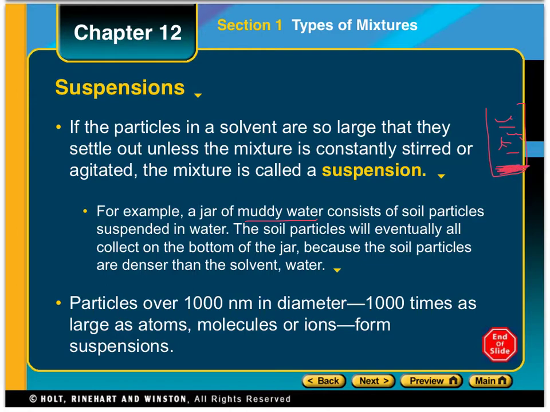The formal definition here says if the particles in a solvent are so large that they settle out unless the mixture is constantly stirred or agitated, the mixture is called a suspension. For example, a jar of muddy water consists of soil particles suspended in water. The soil particles will eventually all collect at the bottom of the jar because the soil particles are denser than the solvent, the water. One way that we like to classify if it's a suspension or not is if the particles are larger than 1,000 nanometers in diameter. You're going to see that we're going to use the size of your solute particles to classify colloids and suspensions as well.